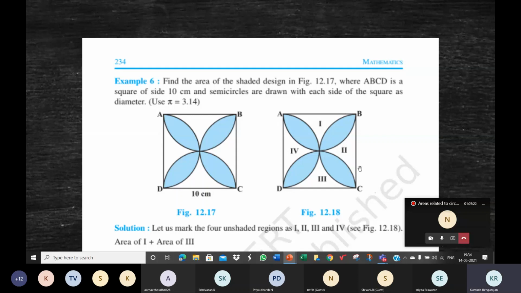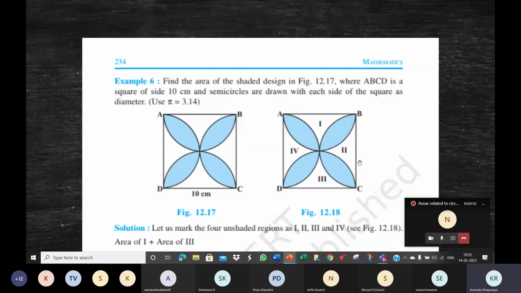Now from the area of the square, if you take away the area of these two semicircles, you will get the areas of regions 1 and 3. These white portions 1 and 3. Just imagine, from a square, if you take out the semicircle, if you cut a semicircle like this and another semicircle like this, you will be left with the areas of only 1 and 3.